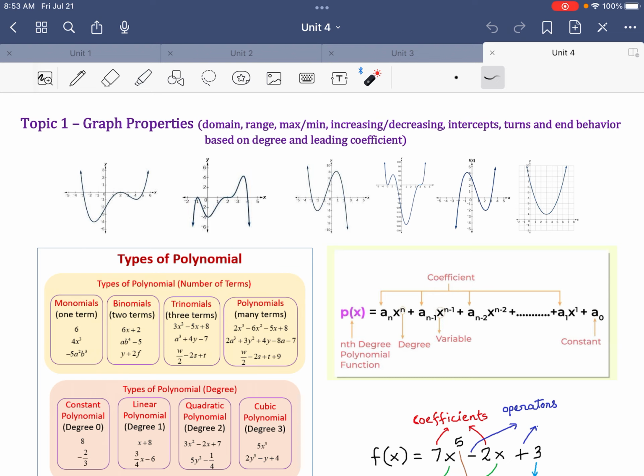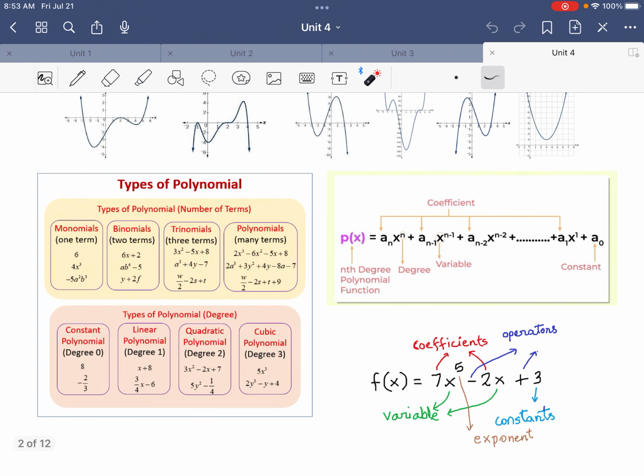Another thing to look at is the end behavior. So notice in a parabola, both ends go up. This graph, both ends go up. Here, both ends go down. This happens based on the exponent, the degree of the polynomial, the highest exponent. So let's talk about those a little bit.